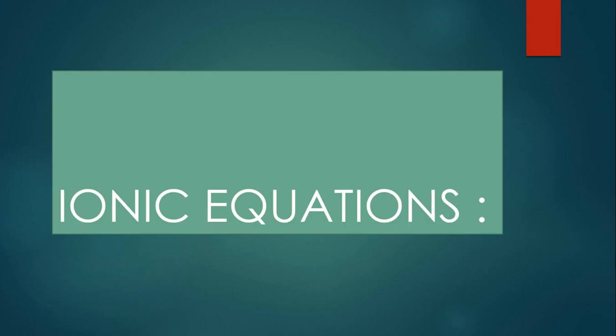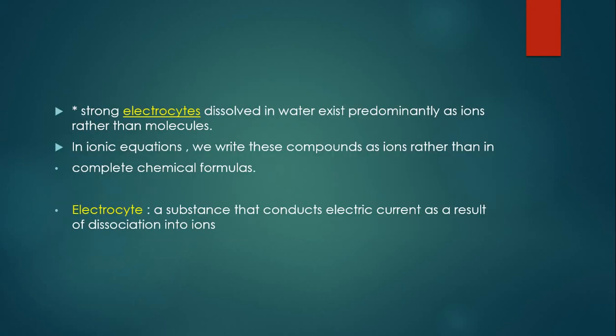Okay, so first of all, why do we actually do ionic equations? When a strong electrolyte dissolves in water, it exists predominantly as ions rather than molecules. So that's why we write these compounds as ions rather than as complete chemical formulas.